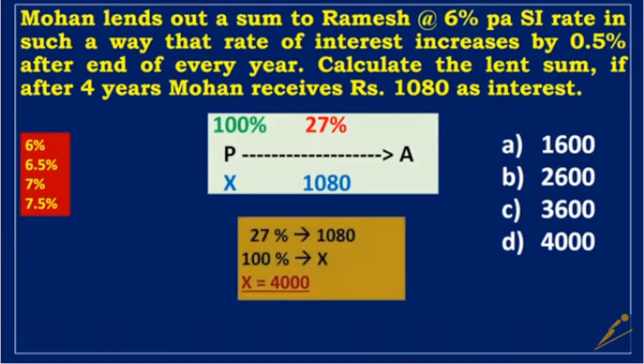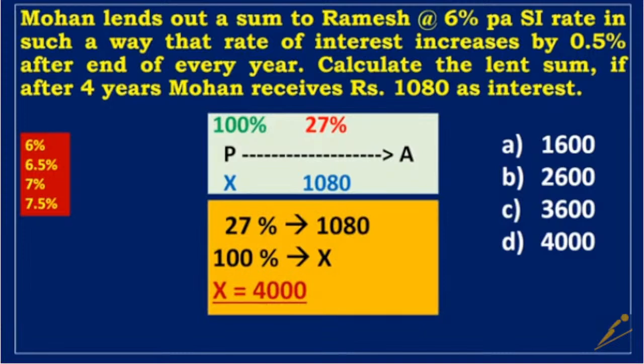To solve this problem, we can use the proportionality concept to find the lent sum. Based on the information given, we can set up 2 equations. If 27% equals 1080, then 100% equals x, so we can set up a proportion: 27 divided by 100 equals 1080 divided by x. We can solve for x by cross-multiplying. Then the lent money is 4,000 rupees.